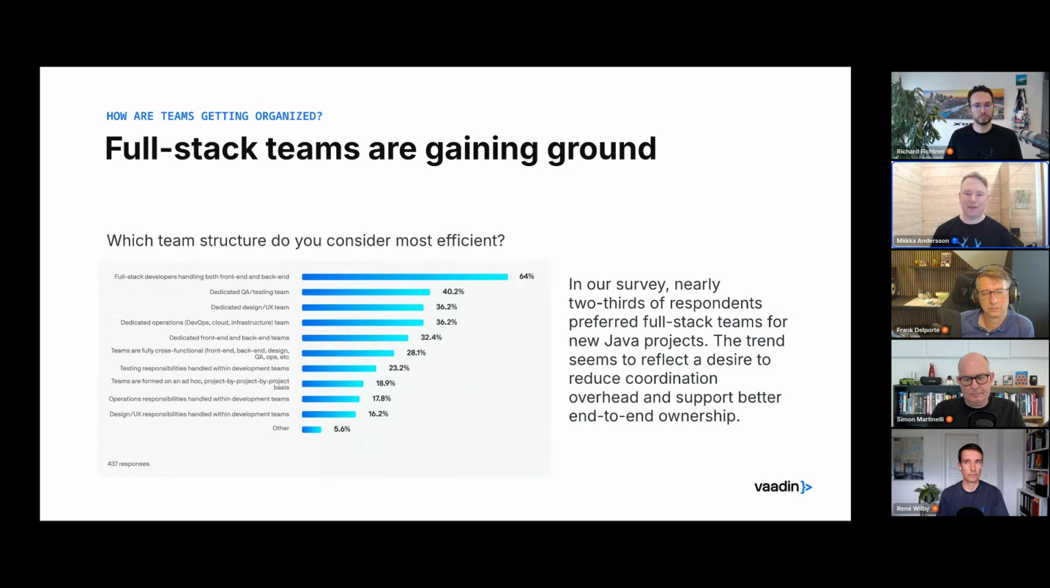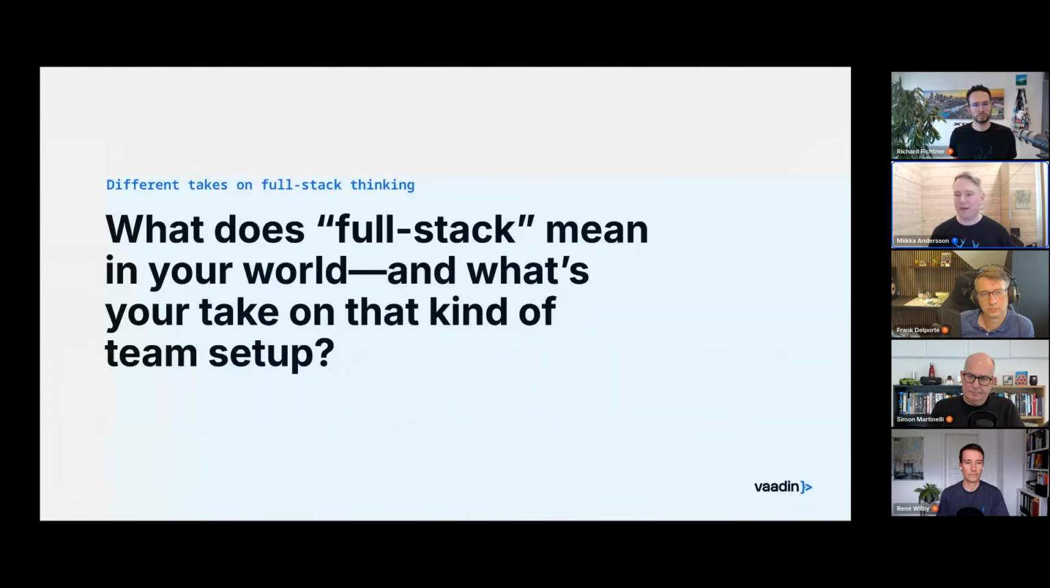But we also saw that quite many were reporting that they actually prefer an even broader team structure where they have cross-functional teams with an even broader set of skills, be it testing or, on the ops side, full-blown DevOps teams, and yeah, including UX also makes sense, so that you eventually become a self-contained team capable of delivering full experiences. So with that, let's start with you, Richard. What does full stack mean in your world, and what's your take on this kind of team setup?